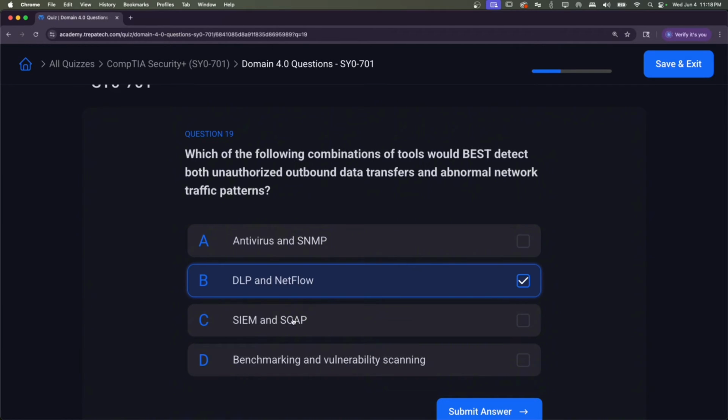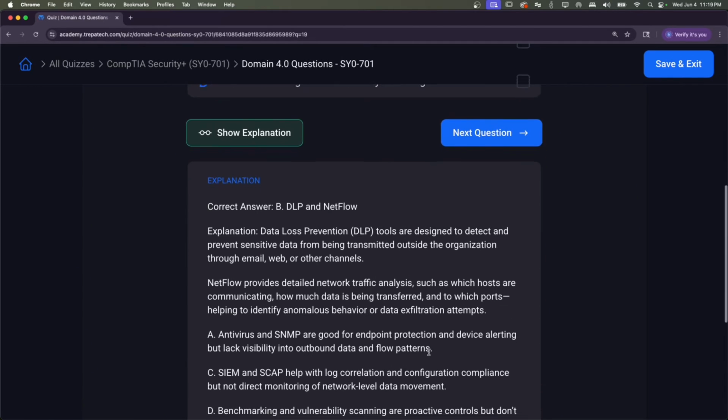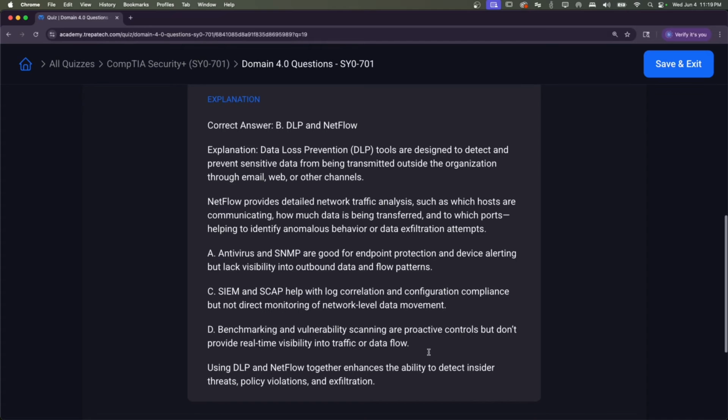But SCAP doesn't do either. Antivirus doesn't do either. SNMP wouldn't. SNMP could detect abnormal traffic patterns, but it's not really looking at flows like NetFlow would. And then D just doesn't make sense, benchmarking and scanning. So yeah, we're going to go with B, data loss prevention and NetFlow.